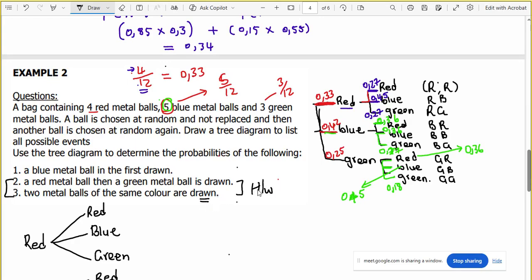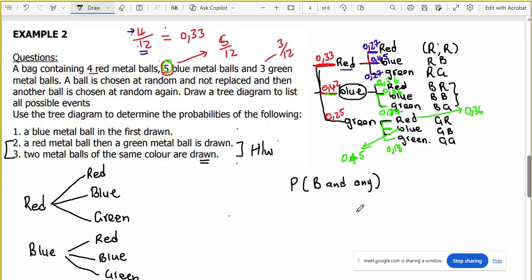A blue metal ball is first drawn. So we're going to indicate where we have the blue one first. You understand? Yes. So for blue, we need to find the probability of B for blue and any ball. It can be red, it can be blue. So we need to first indicate where we start with blue. So you know that it will have to do with this part. So all of these probabilities, we need to go with them. You understand? Yes.